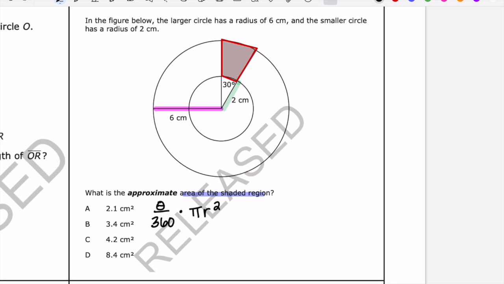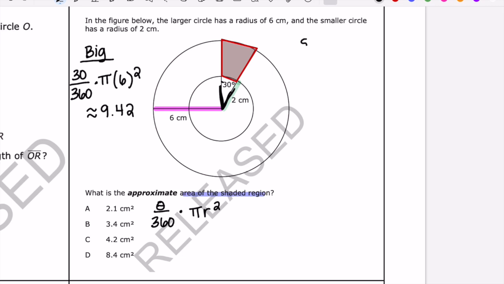All right, so I'm going to find the area of the big sector, and the angle measurement is going to be 30 regardless. So this angle right here that we're focusing on is going to be 30 regardless for the bigger one or the smaller one. So we're going to say 30 divided by 360 times pi, and the radius of the big one was 6, so 6 squared. We're going to put that into Desmos, and I got approximately 9.42.